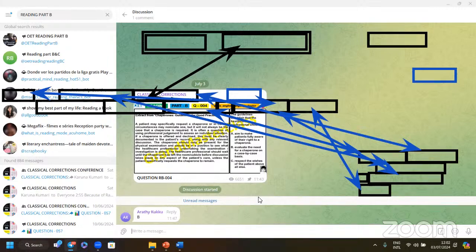Who is this fellow? One comment. Arati Kukku. Delete.